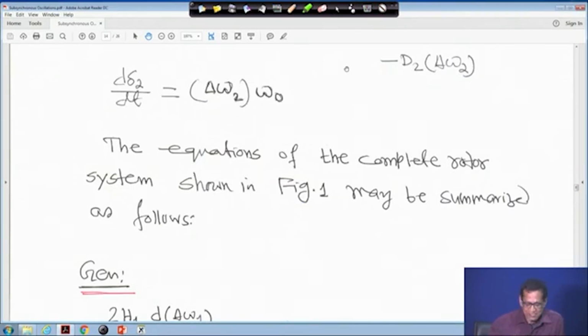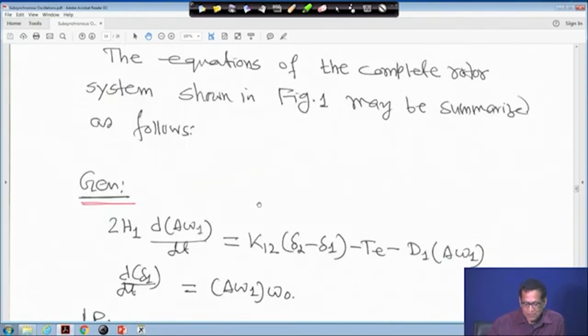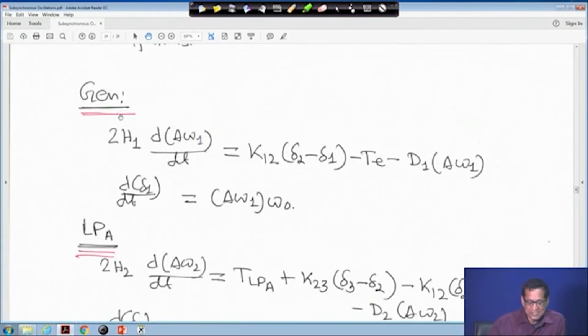Therefore, for the generator, now we summarize this, rewriting the equation for the generator: 2H1 d/dt of delta omega 1 is equal to K12 (delta 2 minus delta 1) minus T minus D1 delta omega 1. And d/dt of delta 1 is delta omega 1 times omega 0.